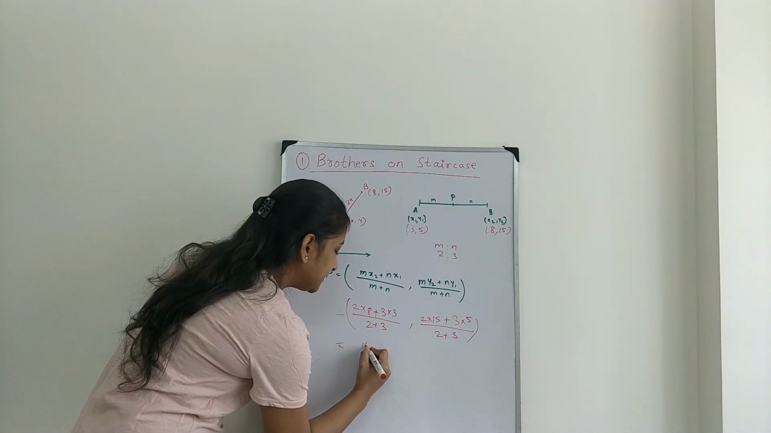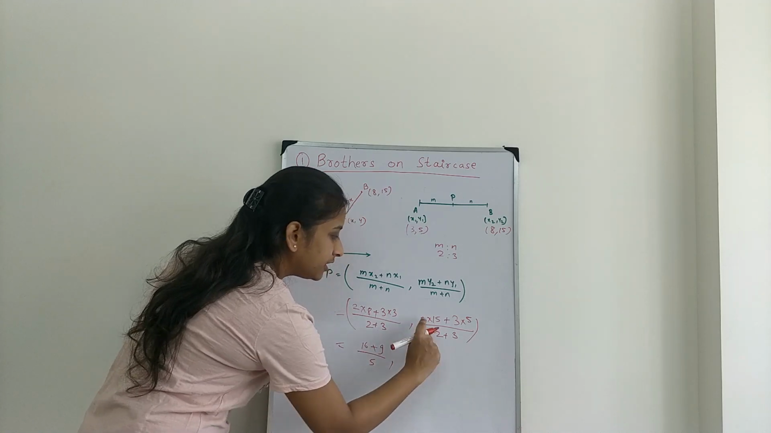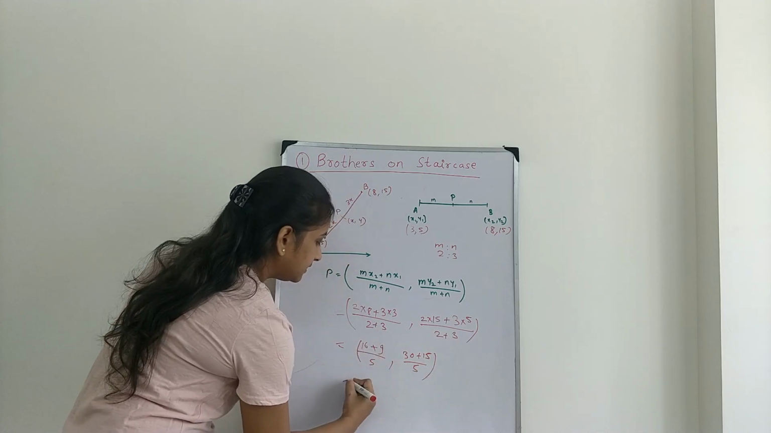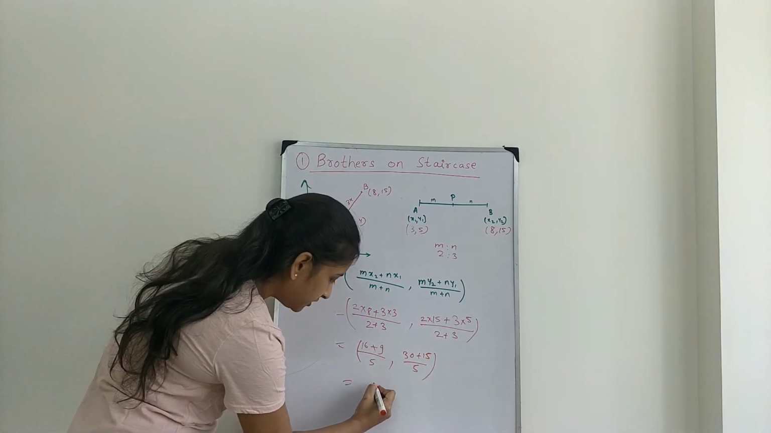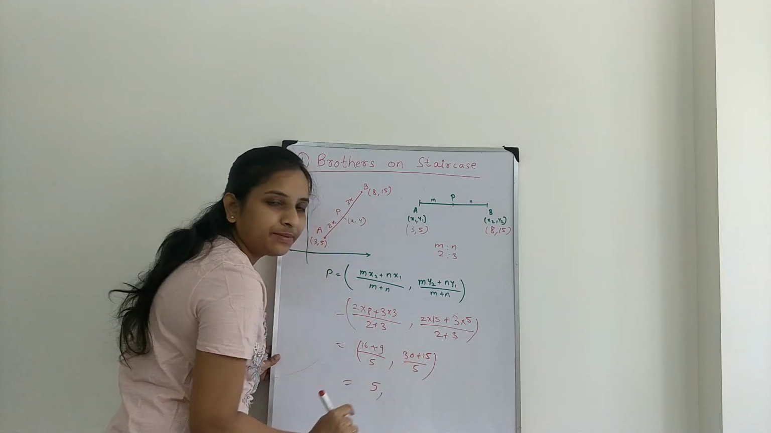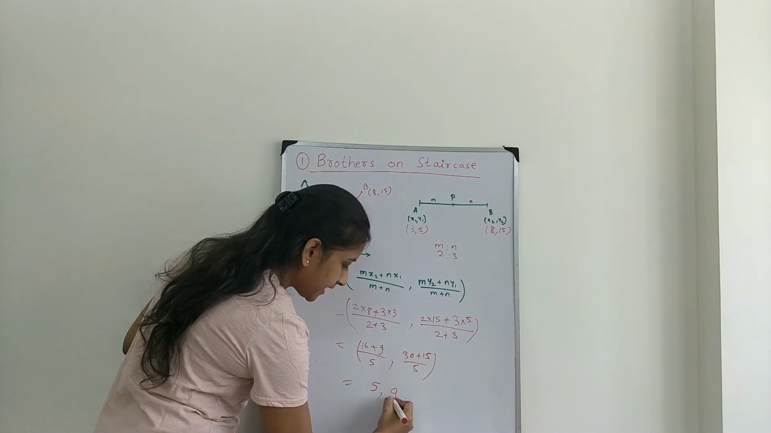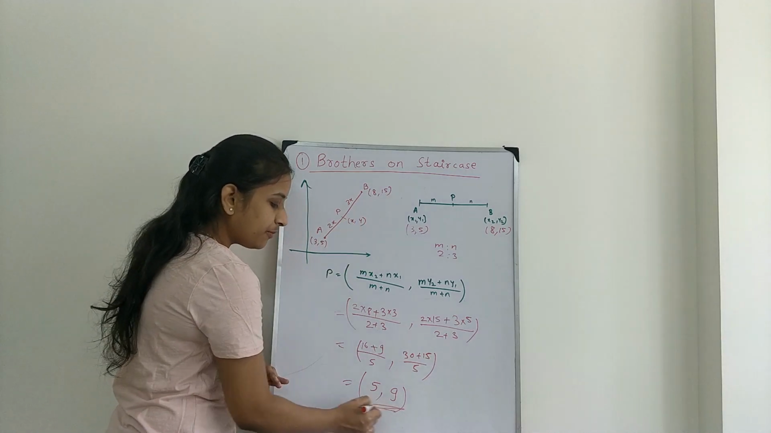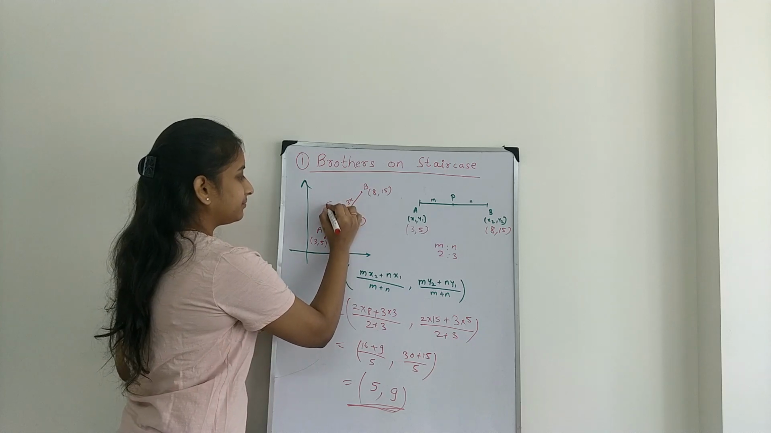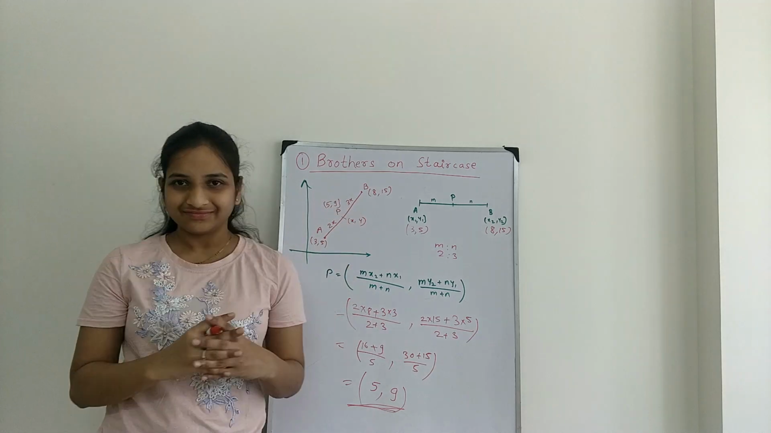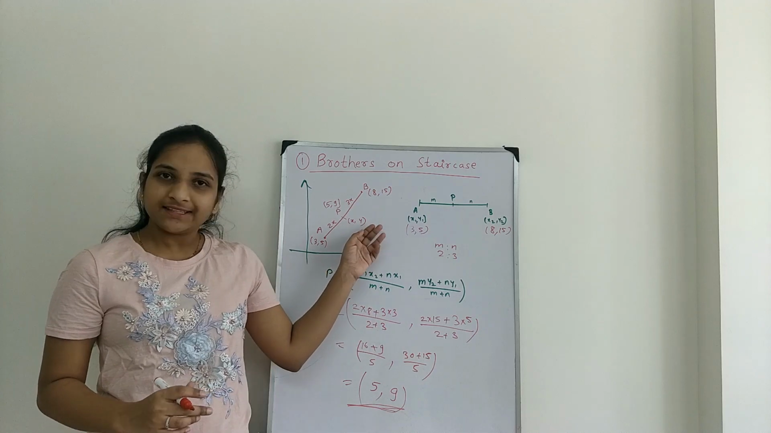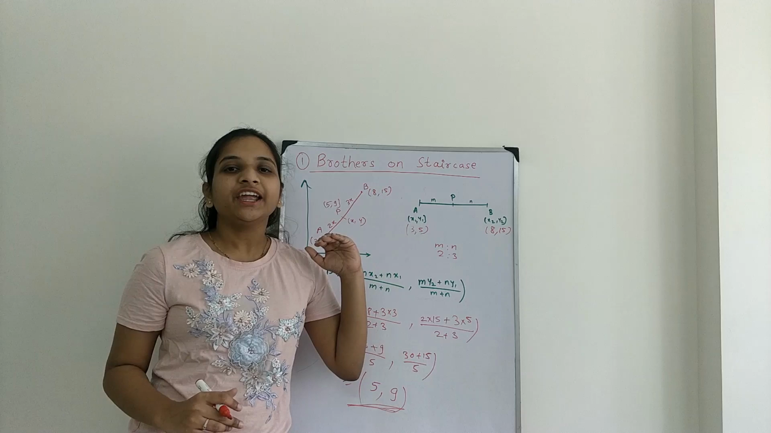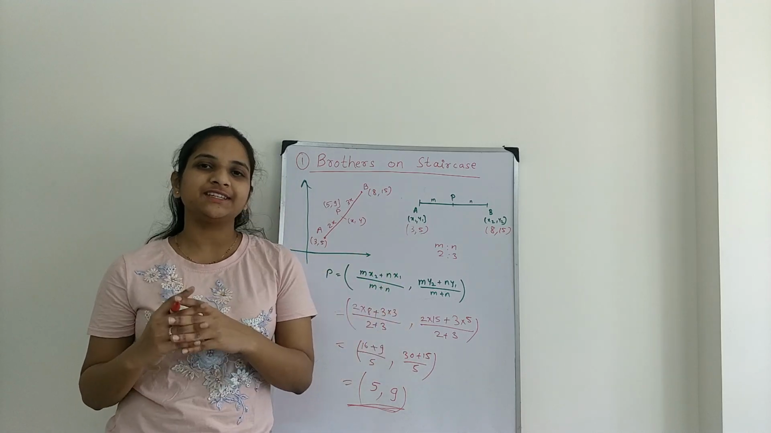2 into 8, 16 plus 9 divided by 5. 30 plus 15 divided by 5. This is nothing but 25 divided by 5 is 5. 30 plus 15, 45 by 5 is 9. So this point P is 5, 9. See, this is the example of when the point P divides the line segment internally. Now let's look at external division.